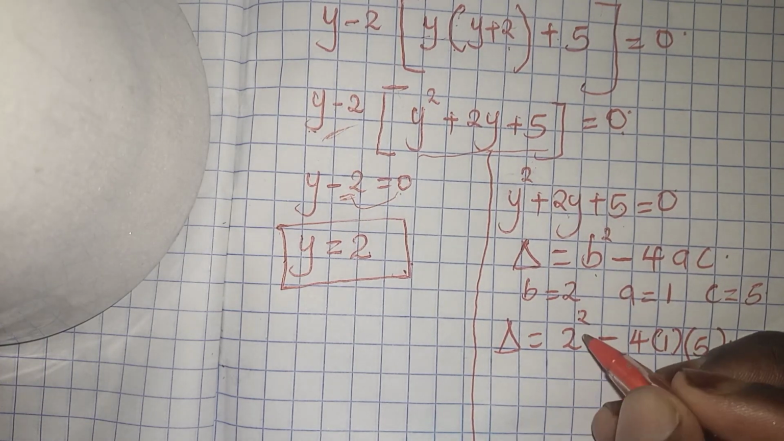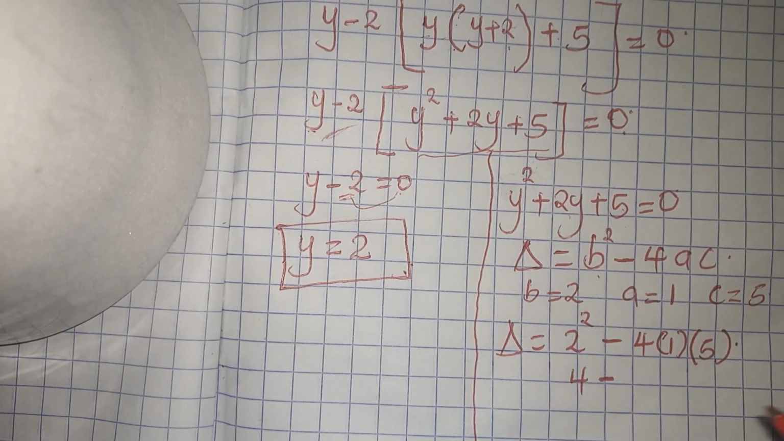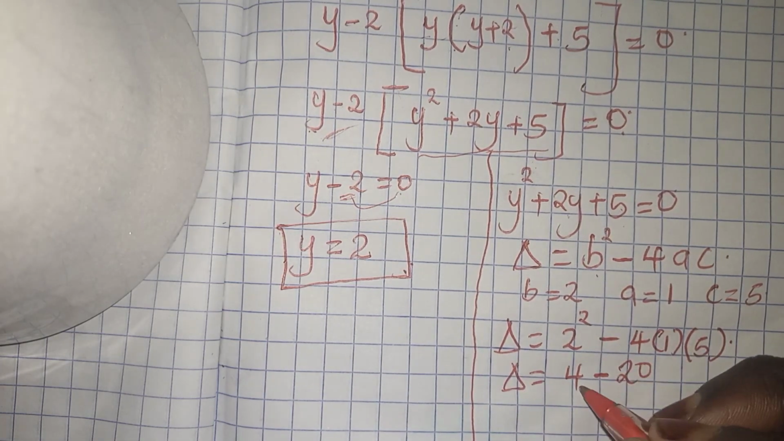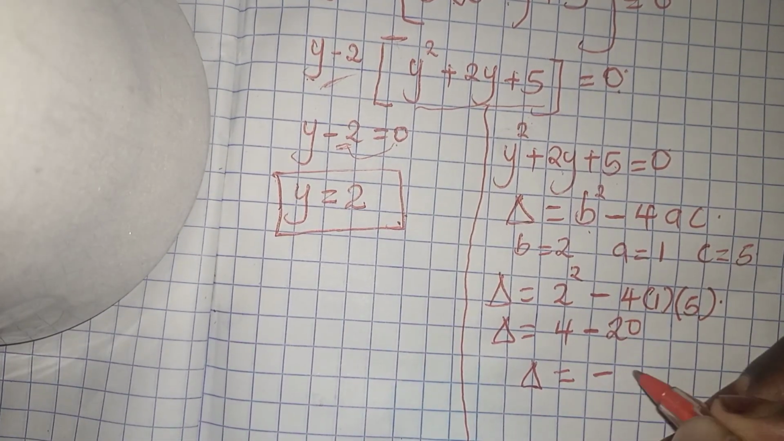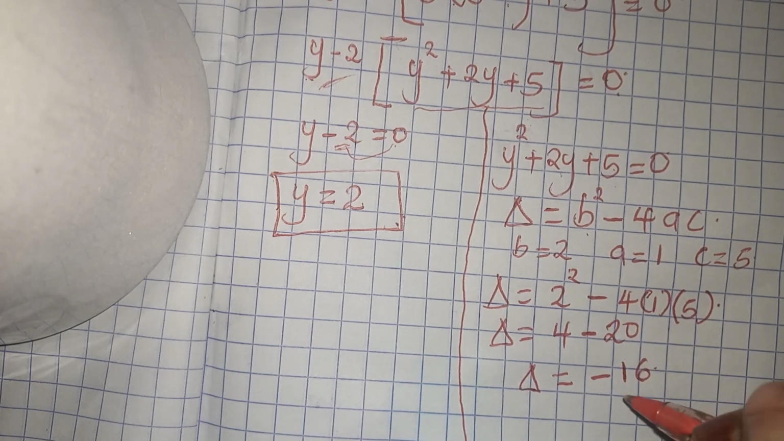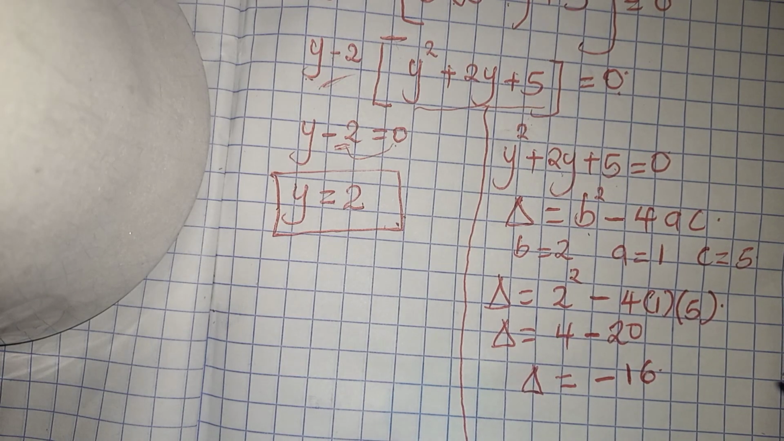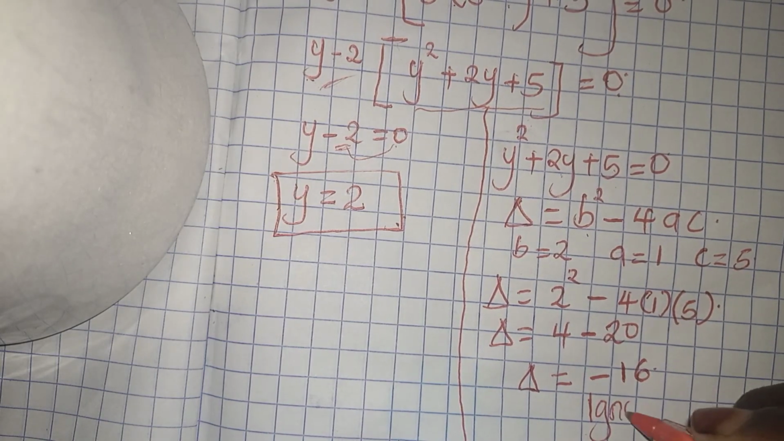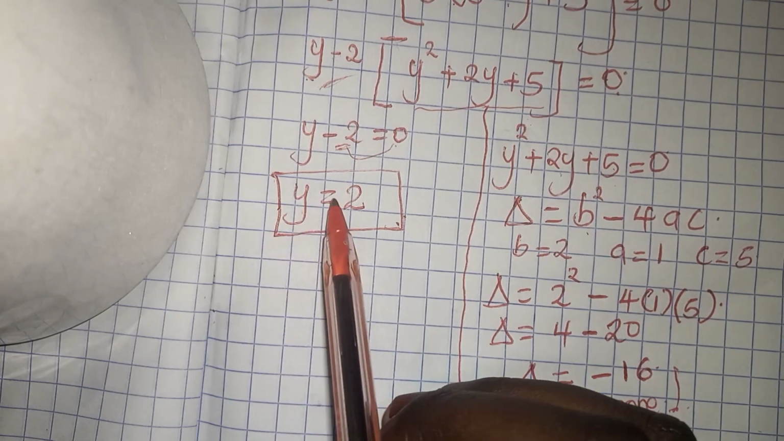So this will give us 4 minus 4 times 1 is 4, 4 times 5, this gives us 20. So delta is equal to 4 minus 20. So delta is equal to negative 16. Negative 16 is less than 0. So we are going to ignore this because of this negative. So we will reject it. So we are remaining with y is equal to 2.